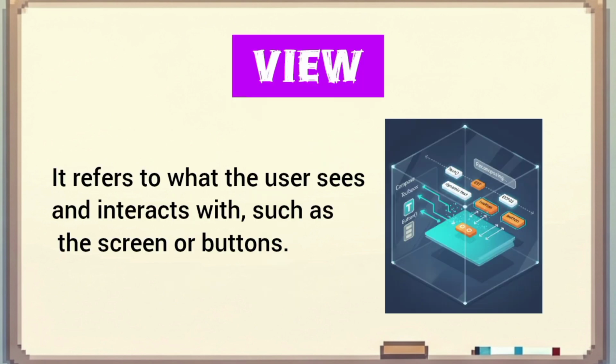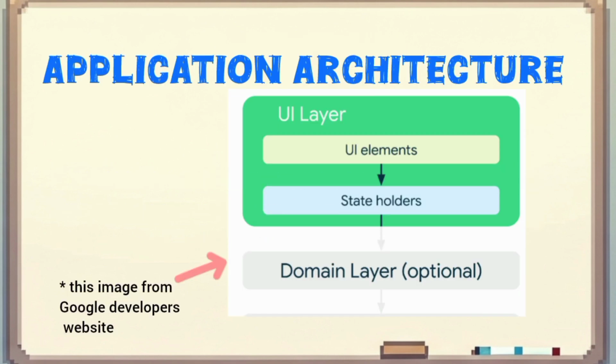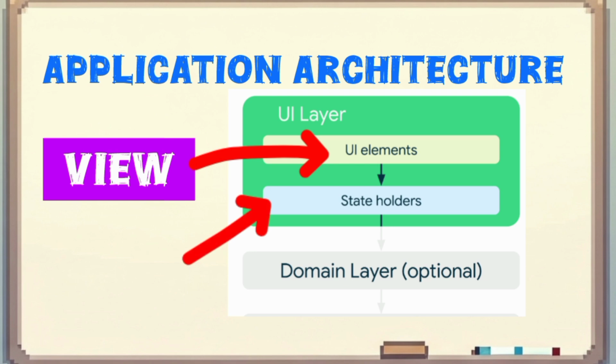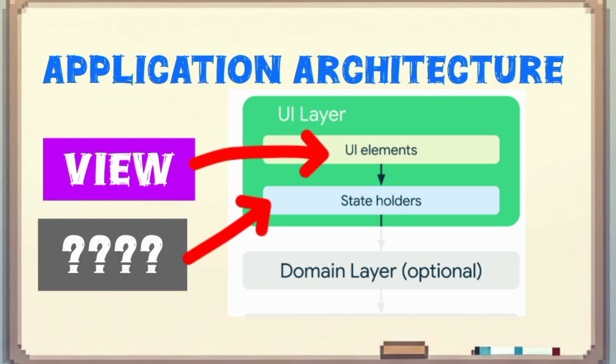Let's start with the simplest, view. It refers to what the user sees and interacts with, such as the screen or buttons. This means it represents Jetpack Compose or the code responsible for building the user interface, adding texts and buttons. In the layers or components of an application, the view is part of the user interface layer, representing the section known as UI elements. The other part of this layer, we'll return to it shortly.